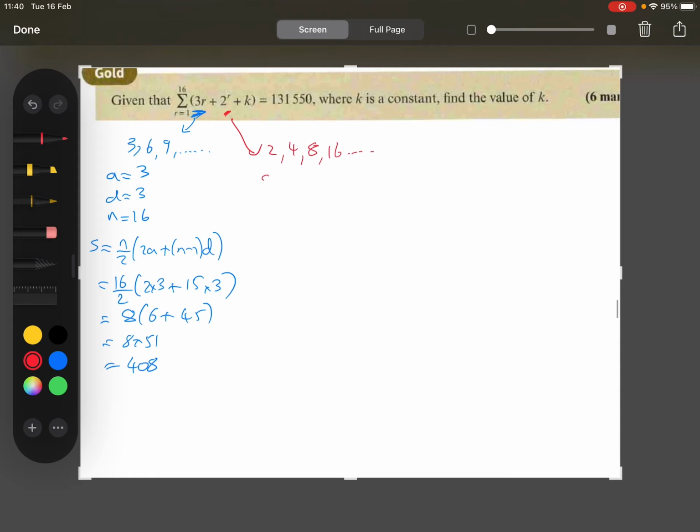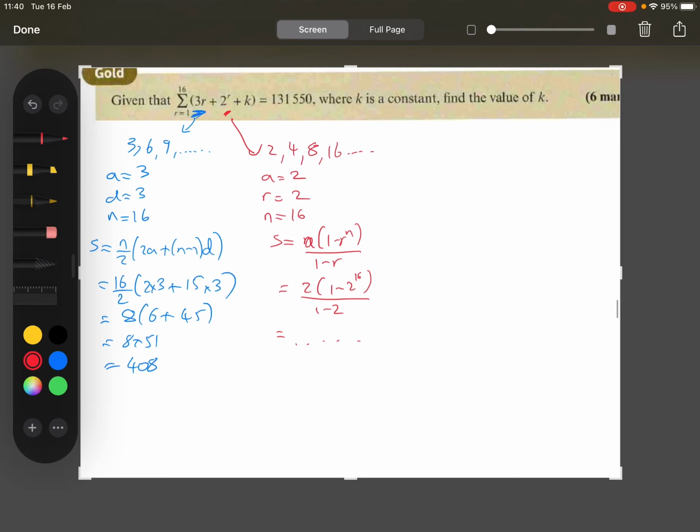So I've got a geometric sequence where the first term is 2, the common ratio is 2, and again there are 16 numbers. The sum for this geometric sequence is going to be a times 1 minus r to the power n over 1 minus r. So that's 2 times 1 minus 2 to the power 16 over 1 minus 2. And I've not got a calculator to hand, but we can put that into a calculator and work out what that would be.